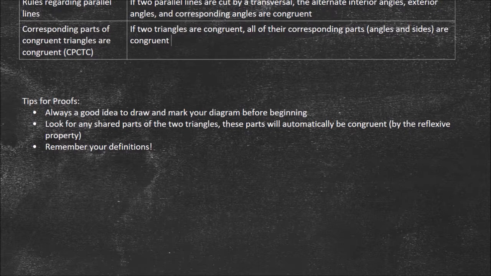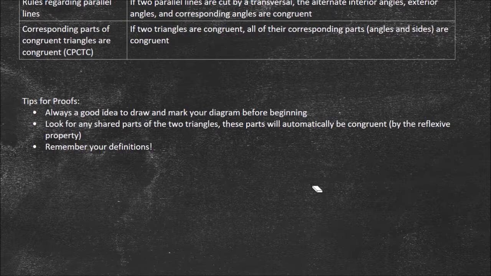Second tip, look for any shared parts of the two triangles. Those will all automatically be congruent by the reflexive property. This is like we talked about right at the beginning. So if you have a triangle like this, and then another triangle on the other side, a good first step is to say that this angle is congruent to, this side is congruent to that side because they're shared. It's just a good step. It often will help you out with the proof.